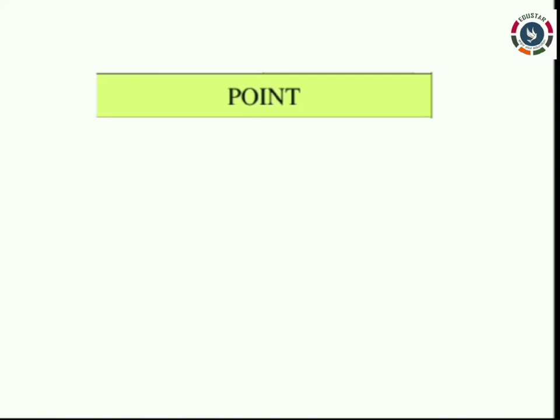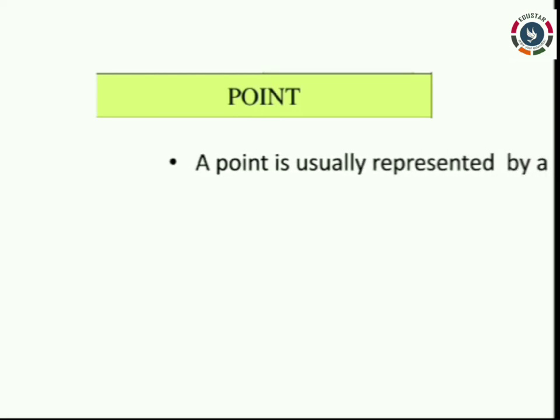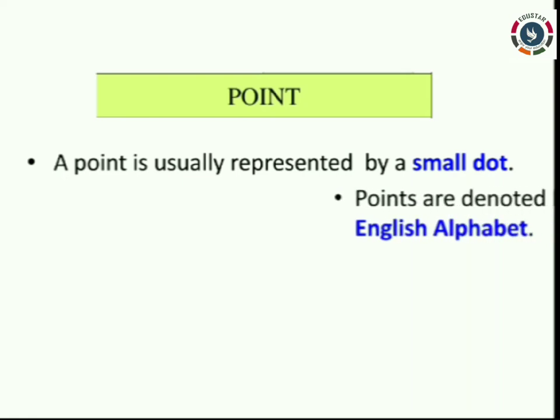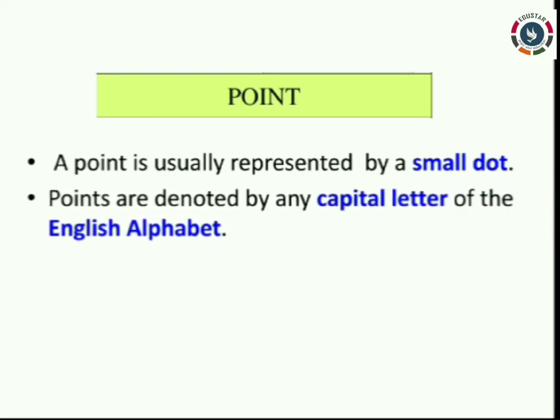Now let's start with points. Points means nothing but small dots. For representing dots, you can use any capital letters of the English alphabet, from A to Z. Next, in this figure, how many small dots are there? 3 dots are there, right? These 3 dots are called points. These points will be read as point A, point B and point C.